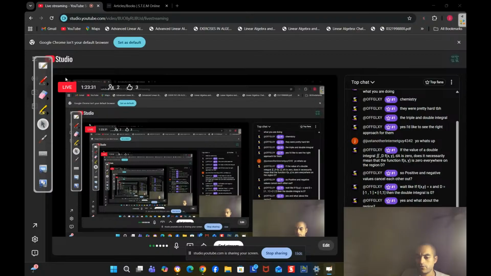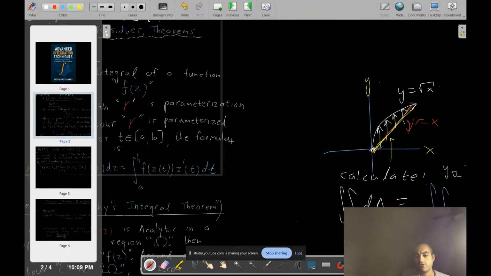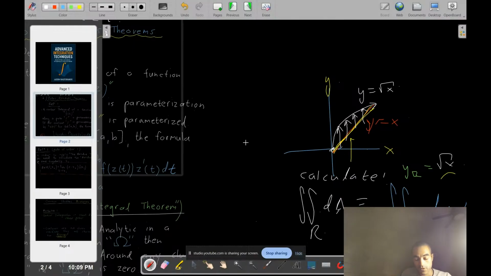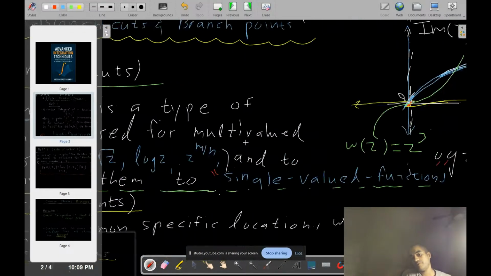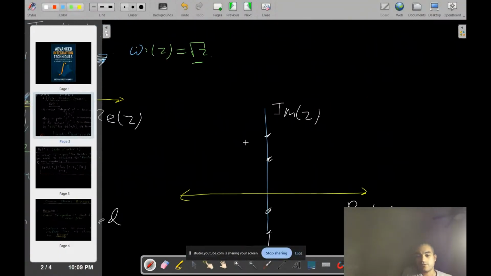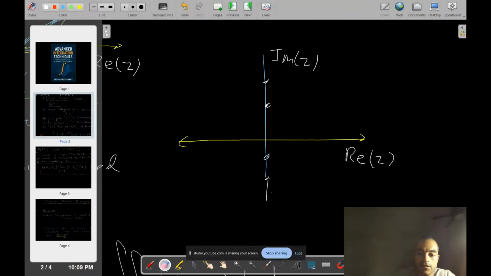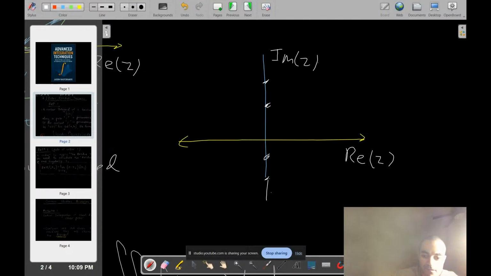Very good questions. I'm getting to that in a second. So a branch cut is necessary to define a single value for a log function, right? For instance, let me go over here. We know what log looks like. So let me just write over here, something like that. This is log z.